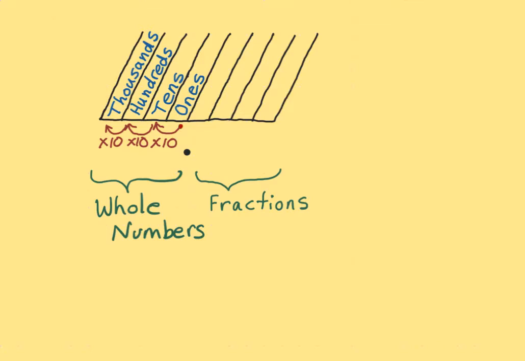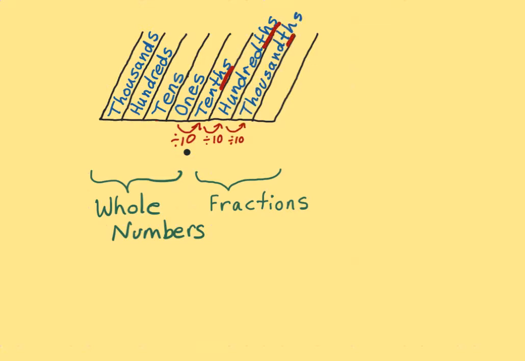If moving one place to the left of a given place value column means you're multiplying by 10, then doesn't it make sense that moving to the right one place would mean dividing by 10? And when you do that and divide 1 by 10, you get 1/10. So this is the tenths column, followed by the hundredths column, followed by the thousandths column. Followed by the 10,000ths column.